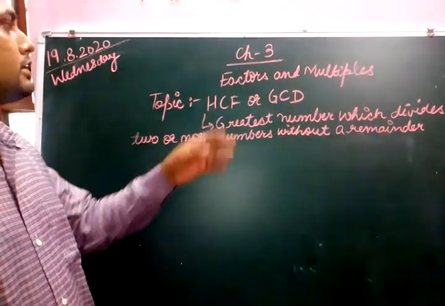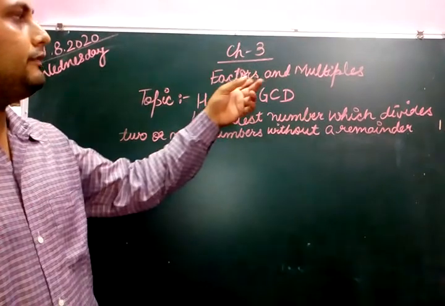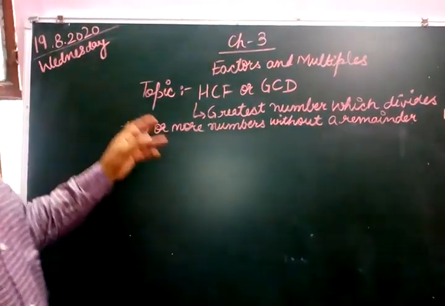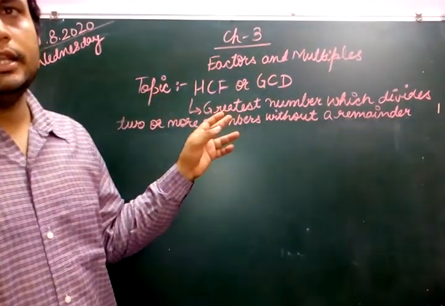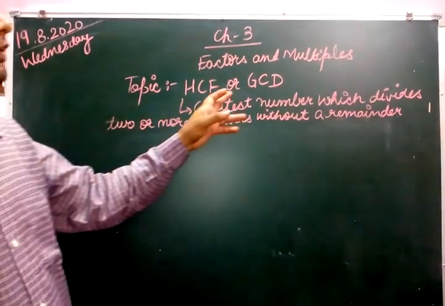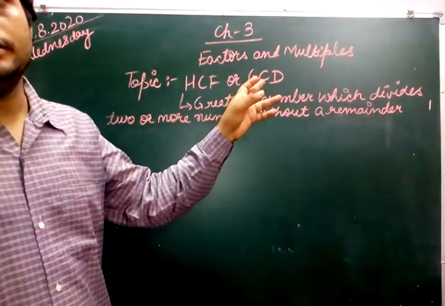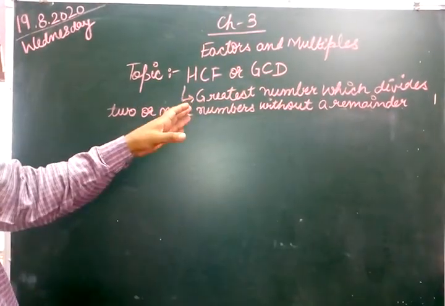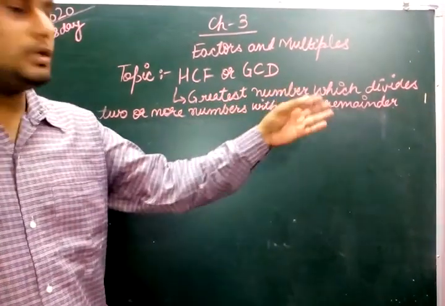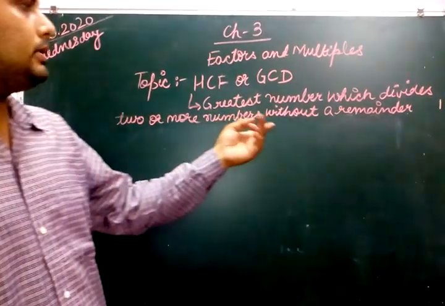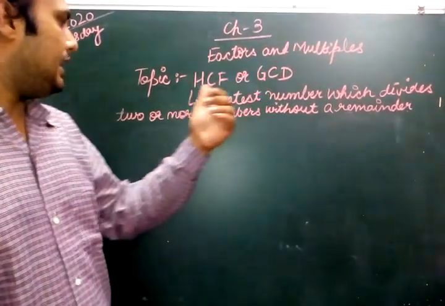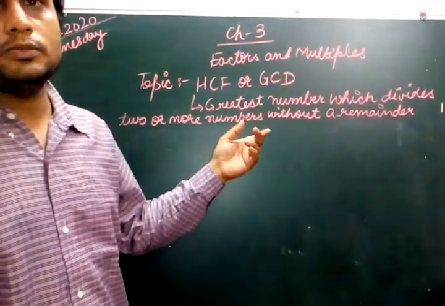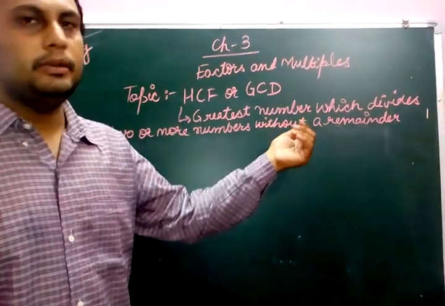Today we are going to continue our chapter 3, factors and multiples. Today we are going to discuss the topic HCF, highest common factor, or what we call greatest common divisor. HCF is the greatest number which divides two or more numbers without a remainder.